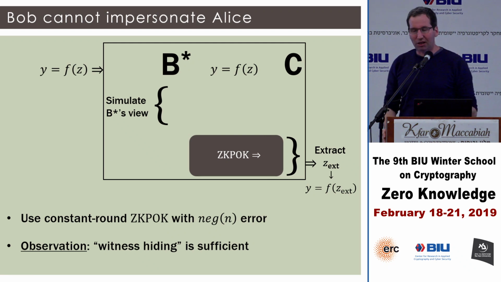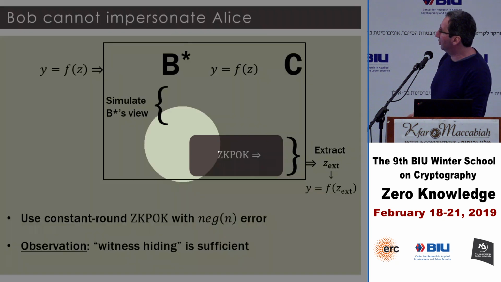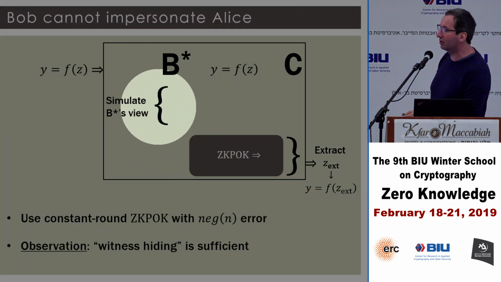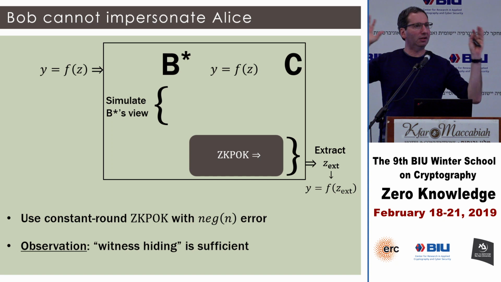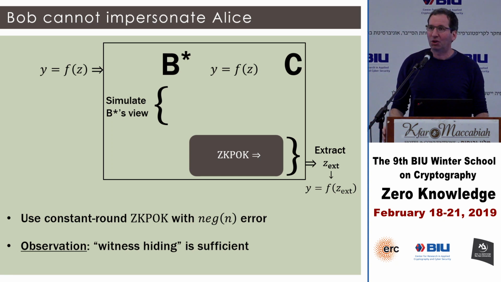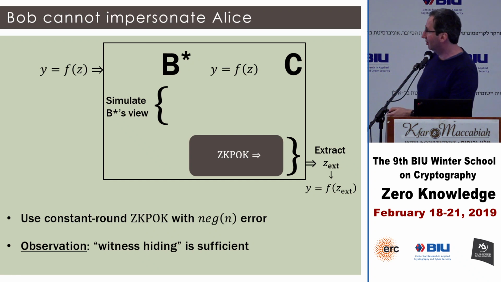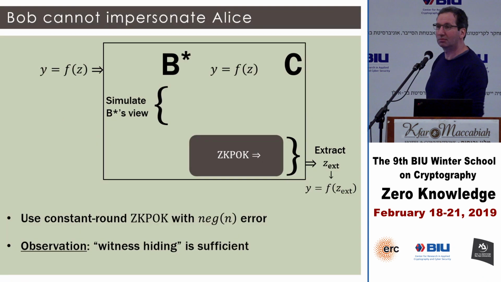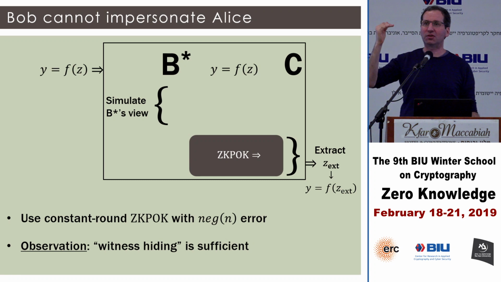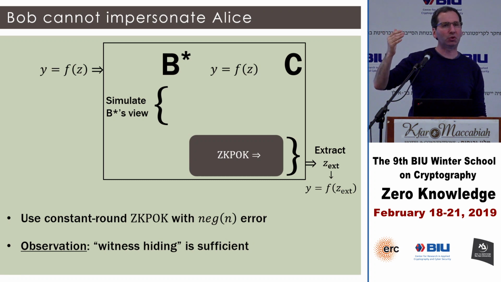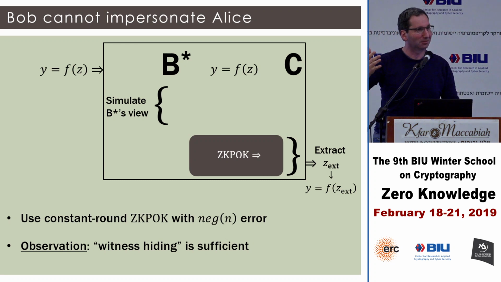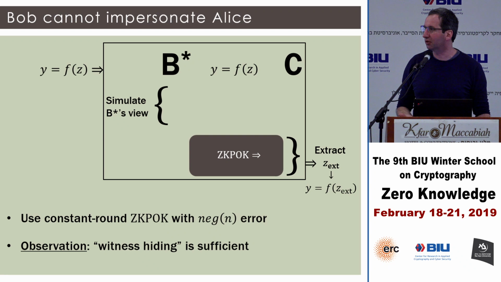Meaning, I don't really need to be able to simulate this view on the left in a way that reveals nothing. All I need not to reveal is what? The pre-image of y. Remember when we tried to define zero-knowledge, we said maybe all we want to hide is the witness. Maybe it's good enough, and I told you it's good enough for application. Here is an application where this is good enough. There's no need for zero-knowledge here.